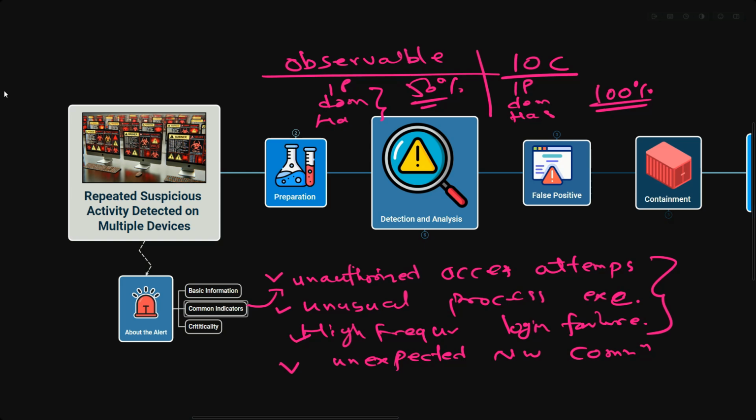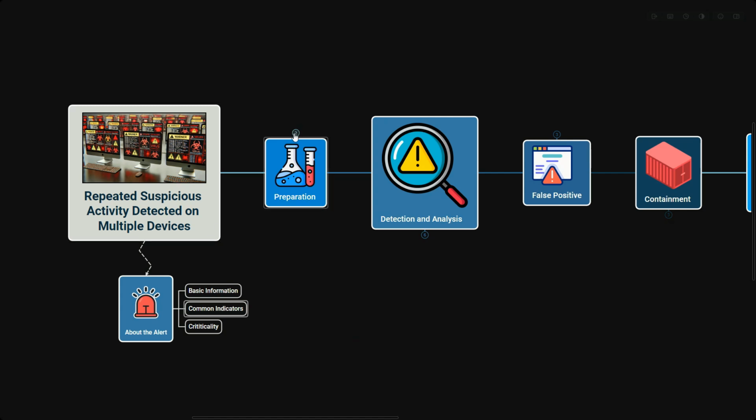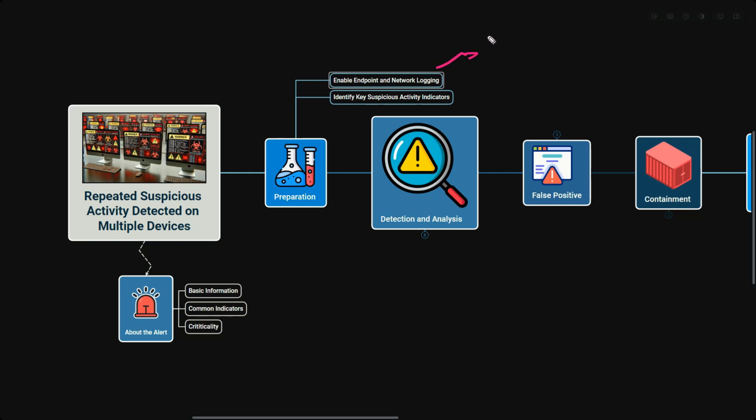All right, now let's start with the first step, which is the preparation step. In the preparation step, we need to make sure we enable endpoint and network logging. This is very, very important. You need to ensure logging for critical endpoints and network devices, as well as network activity on the system, and this could be related to activities such as login attempts. You should have all those logs coming in as well.